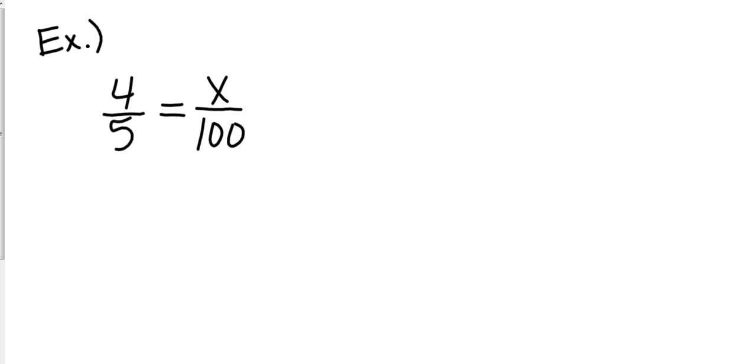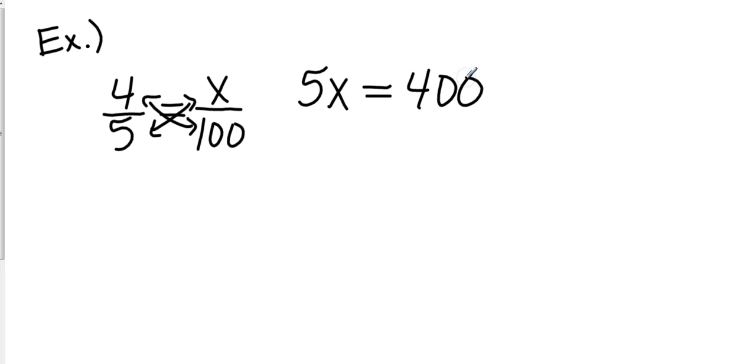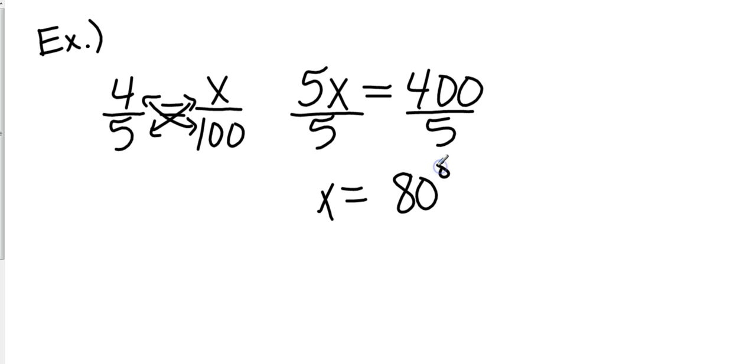How do we solve a proportion? This is where we're going to multiply diagonally and take 5 times x, which is 5x. Set that equal to 4 times 100, which is 400. We divide both sides by 5. And so x equals 80%. This works for all fractions.